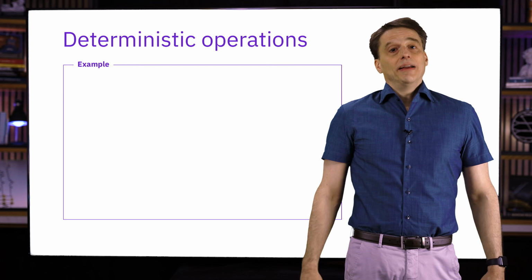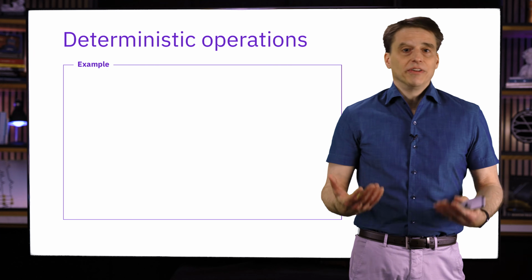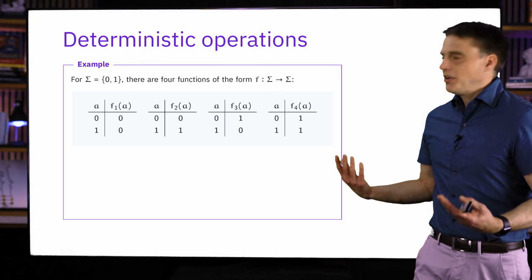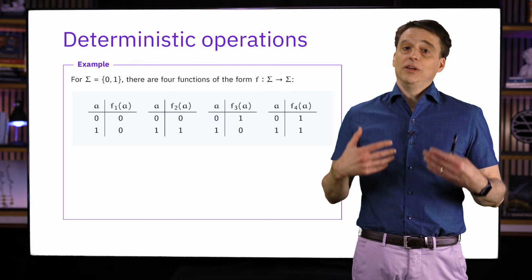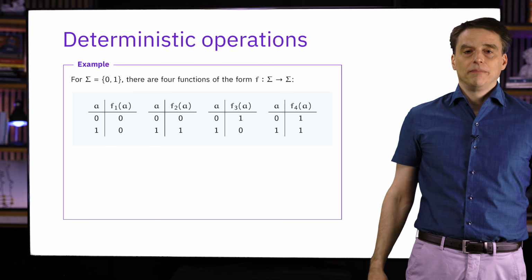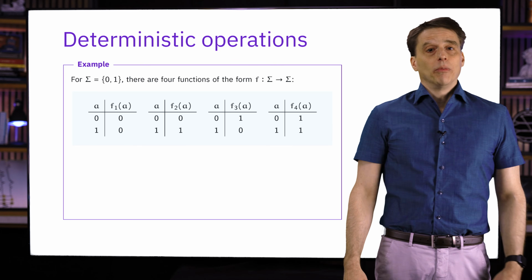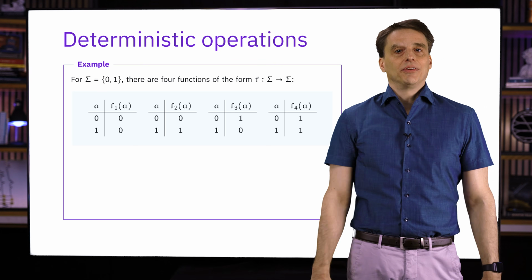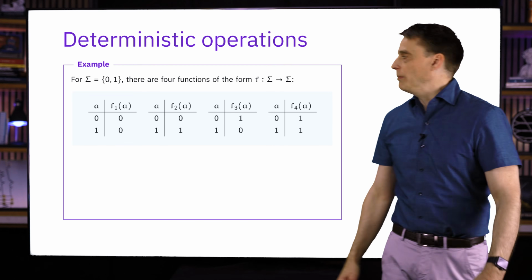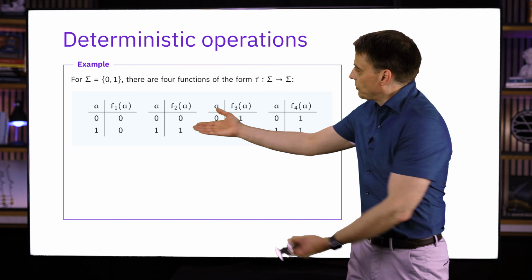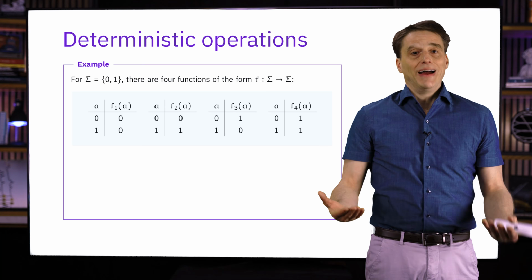Now let's take a look at an example, or a collection of examples, really. Let's consider what happens when we take our classical state set sigma to be once again the binary alphabet. There aren't too many different functions of the form we've been discussing when this is our classical state set, and to be more precise, there are just 4 functions of this form.